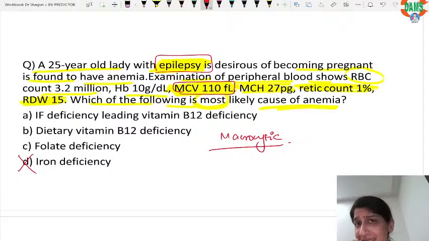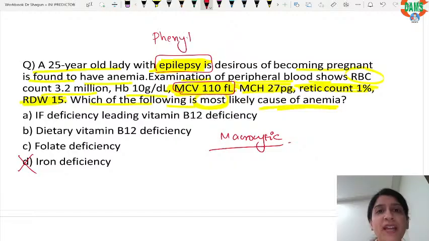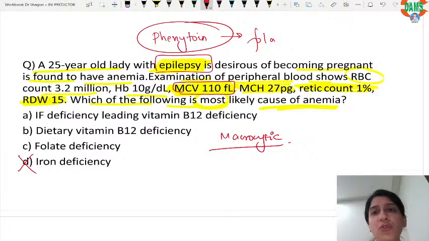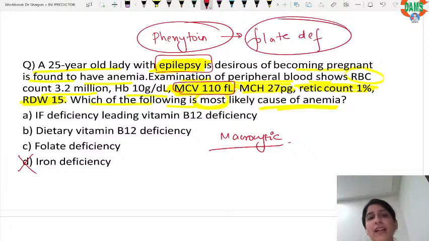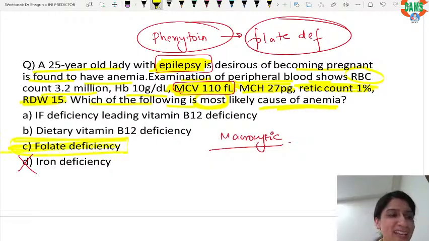Now I classically tell this in my lecture that if I am talking about epilepsy, this female must be on anti-epileptic treatment, and phenytoin, an anti-epileptic drug, is shown to cause folate deficiency. So that means I am dealing with characteristic option C. Very good, correct answers I can see, folate deficiency.